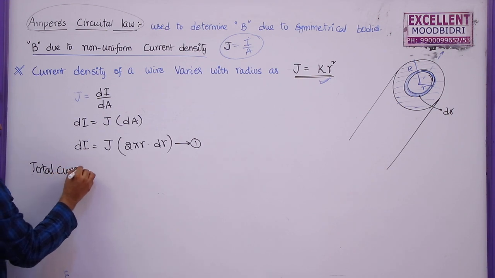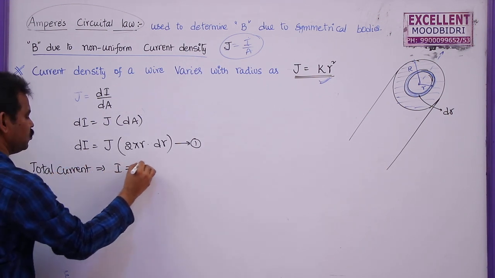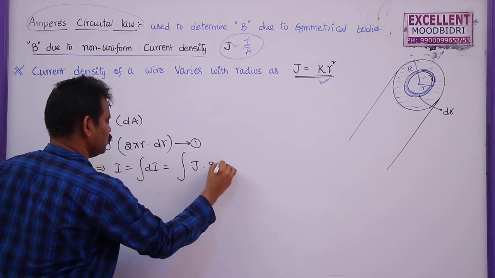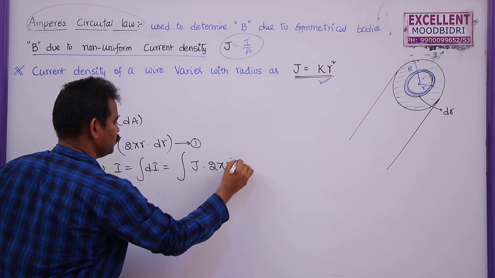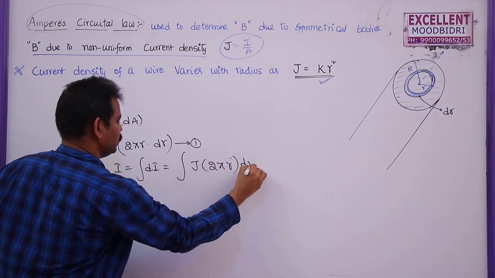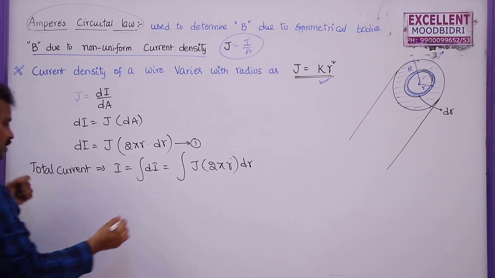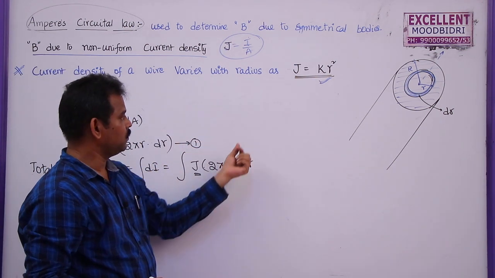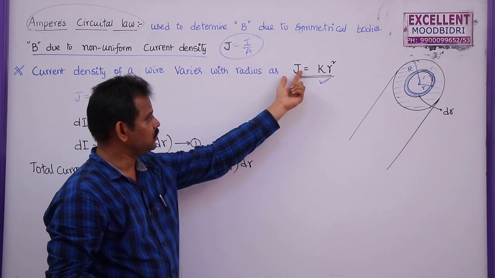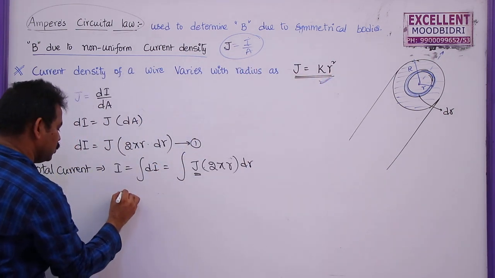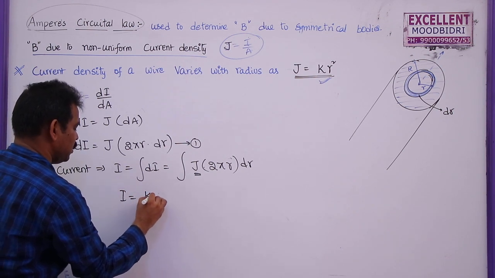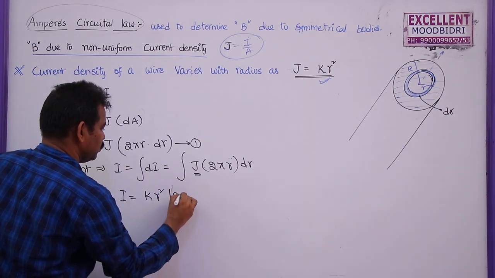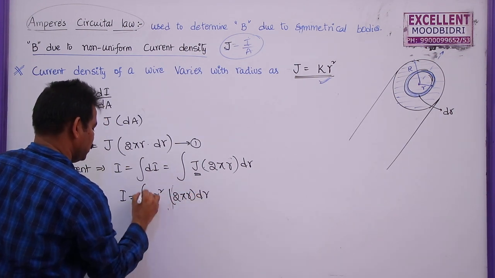Total current is given by I is equal to integral dI, which is equal to integral of J into 2 pi r dr. So what is this J? J is a variable, not a constant. If J is constant, directly you can use J into area. But J is a variable, which is given by K R squared. So I is given by integral of K R squared into 2 pi r dr, with limits.